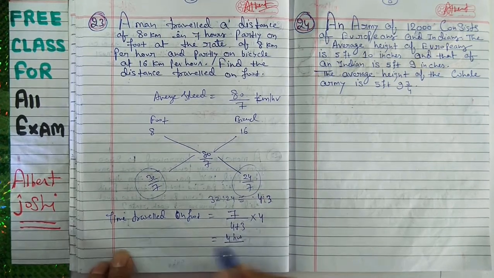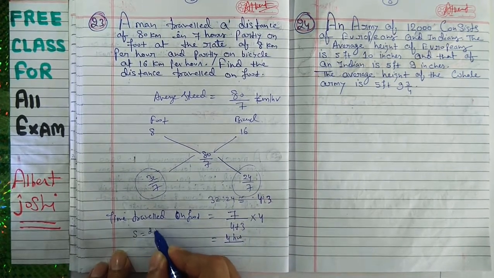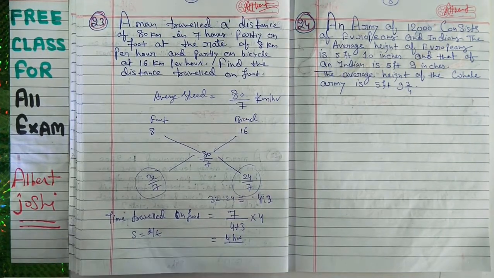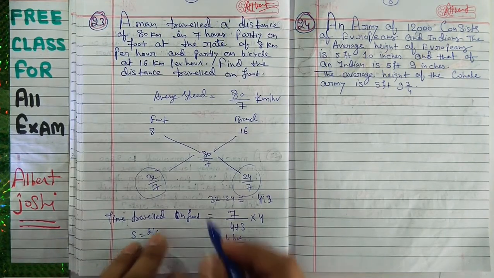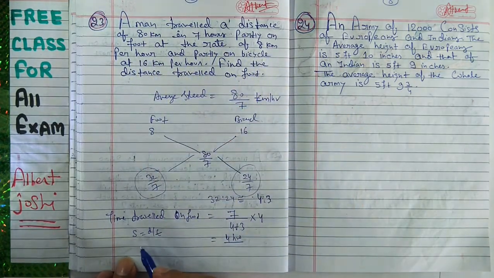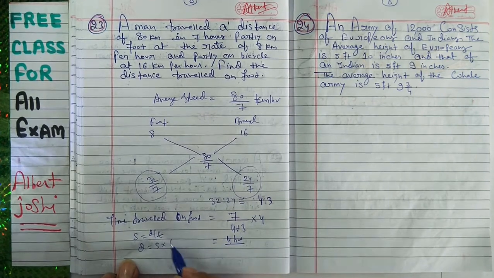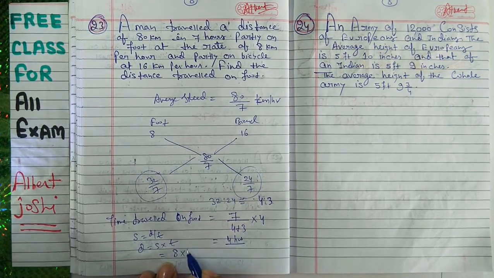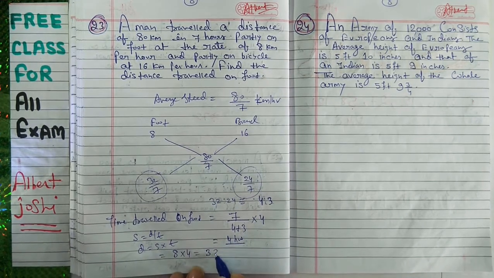Now, you know that speed is equal to distance upon time. So if you are finding the distance, it means speed into time. The speed is already given as 8 km per hour. So distance is equal to speed into time. Multiply 8 into 4, which is equal to 32 km.